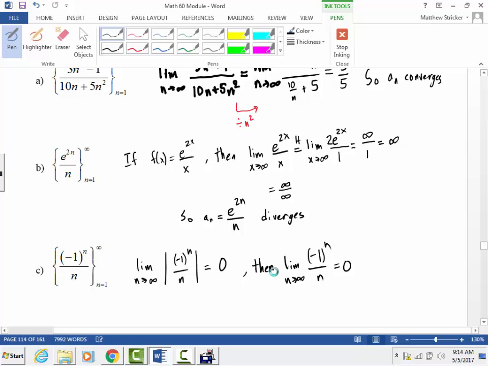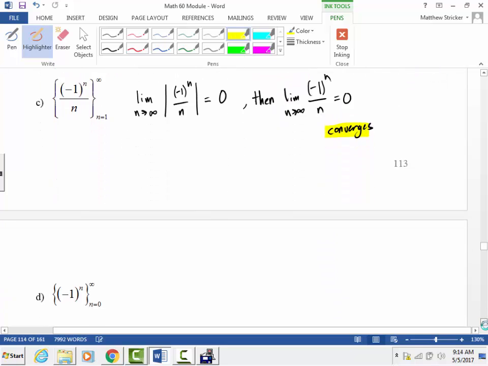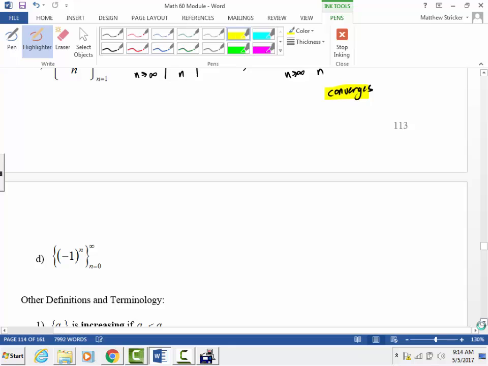So does it converge or diverge? Converge. The first one converged, the second example diverged, and then this third example converges. All right? And then we have D. What do you think about D? D's a little bit different still. Can we apply that example we just did, C, to D?